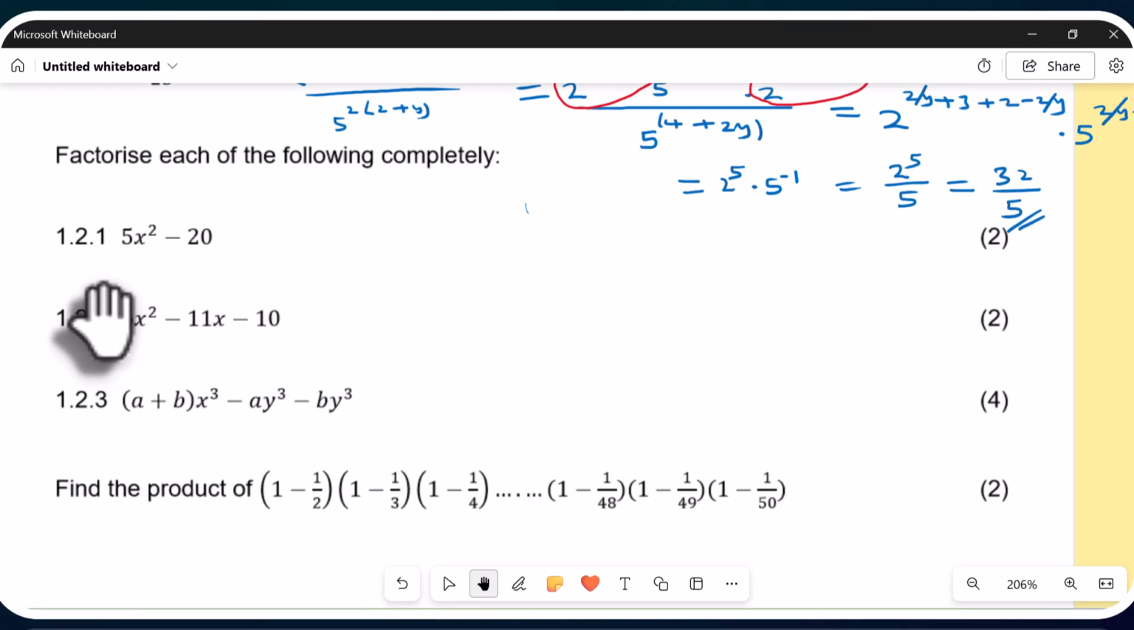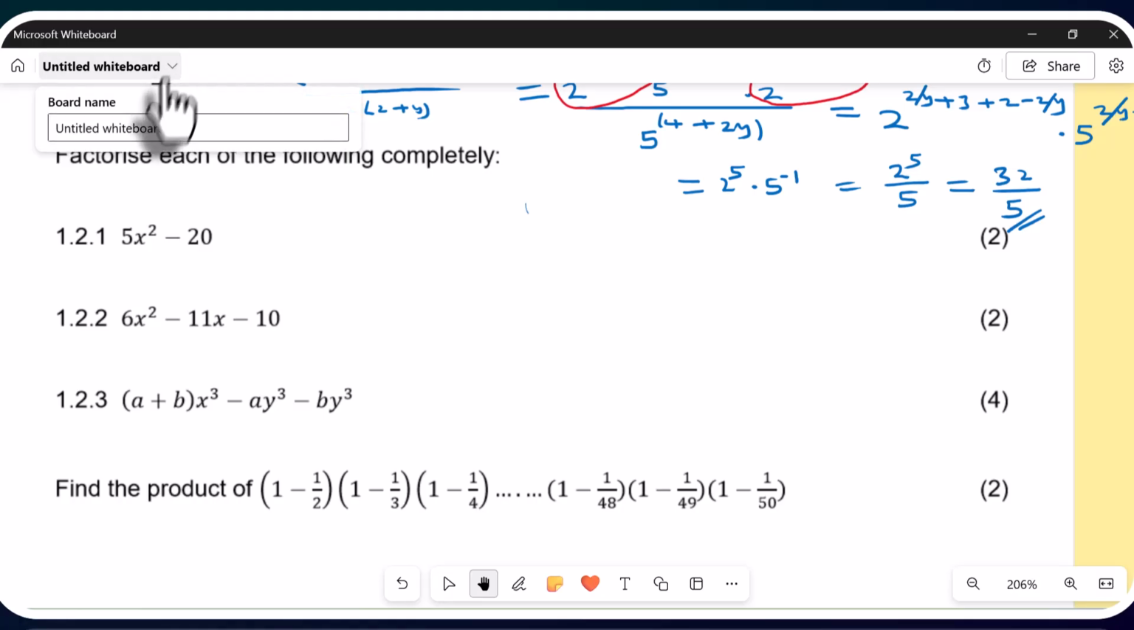Okay, and then I get what now finally? I get 5 into what? We can take out 5 as a common factor. x plus 2, then x minus 2. Now this is called the difference of two squares.